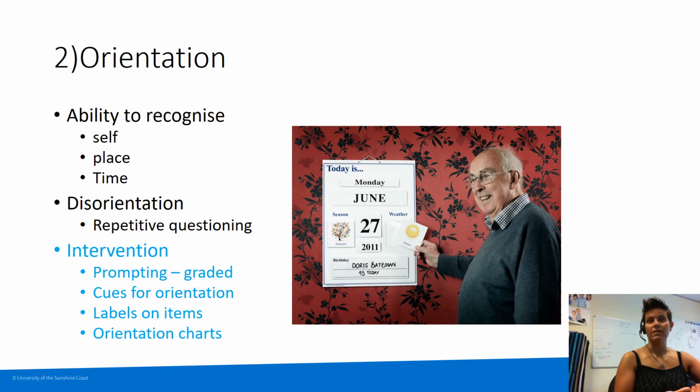They might think it's the wrong year. They might think it's the wrong season. And they can be quite disorientated. They might have repetitive questionings, asking you, where are they? What are they doing? How do we intervene? What do we do? Really, it's a lot of prompting.